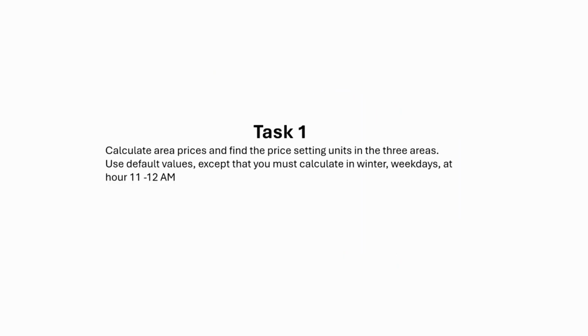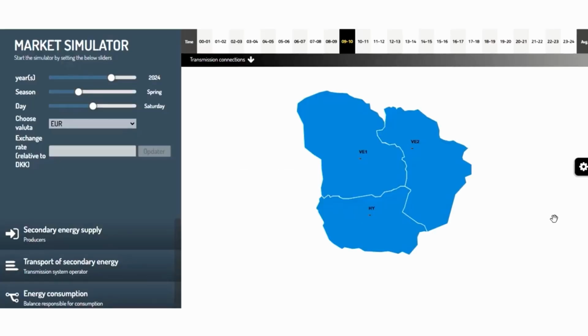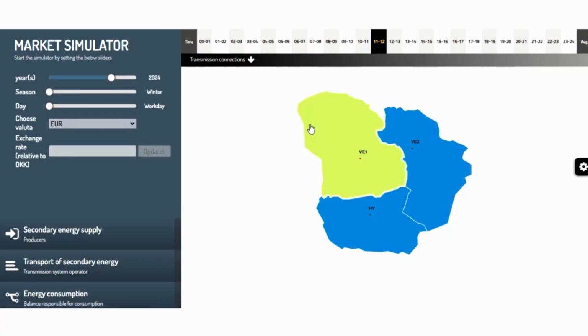In the first task, we have to calculate the area prices and find the price setting units in the 3 areas. We use the default values, except that we must calculate on a winter day, weekday, and the hours between 11 and 12 a.m. So let us go back to the Power Market Simulator. We should calculate here on a winter day, and it should be a work day, and then the hours here should be between 11 and 12 a.m.